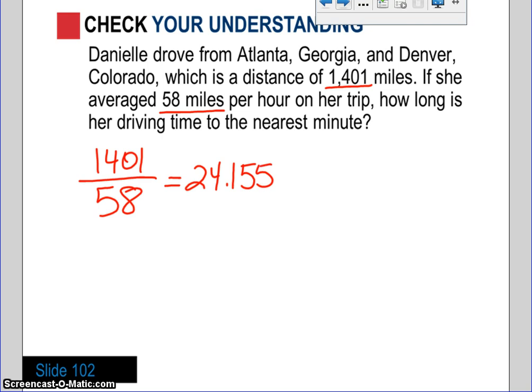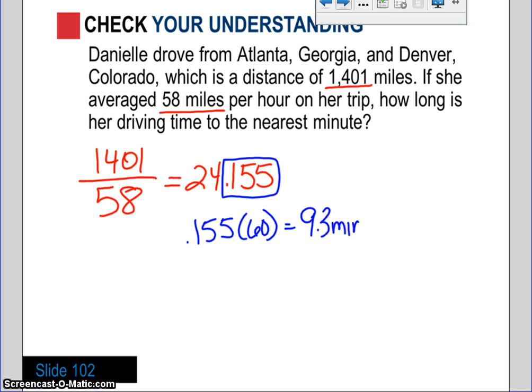Now, remembering from the last example, we've got to get it to the nearest minute, so we're going to take that 0.155 and we're going to multiply it by 60 to get how many minutes that was. And we find that it's 9.3 minutes. Now, it's asking us to round to the nearest minute, so our final answer here is 24 hours and 9 minutes.